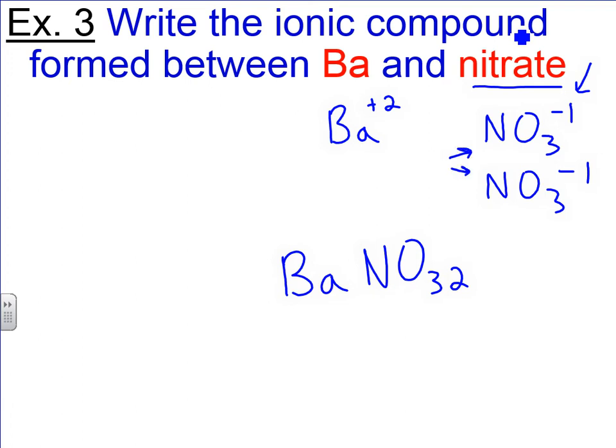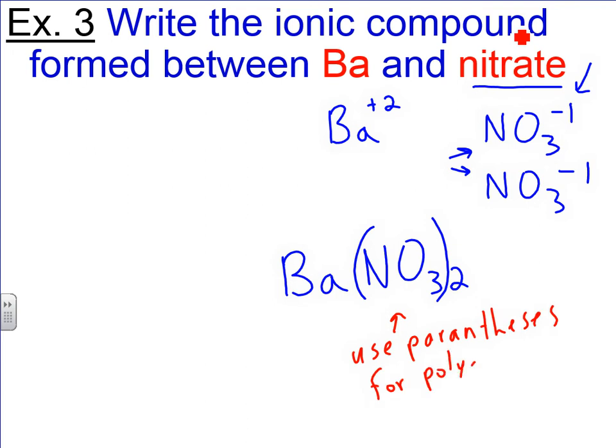So we'll actually put parentheses around this. This is important. Polyatomic ions will use parentheses. Use parentheses for polyatomic ions. And actually you only need to use them when you have more than one of them.